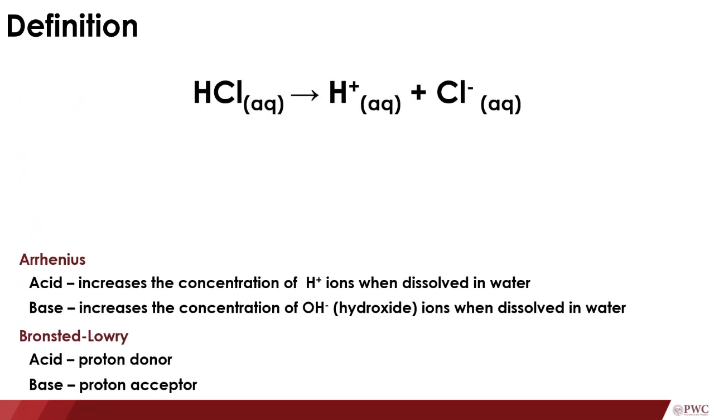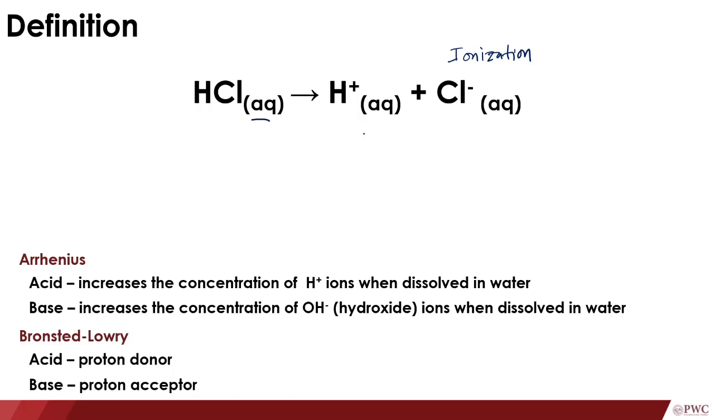Let's analyze this one. We have here HCl in aqueous solution. This AQ means this substance is in aqueous solution, which means it is dissolved in water. As you observe here, when HCl is dissolved in water, it dissociates into H plus and Cl minus, and these charges tell us that these are ions. From a neutral compound HCl, it dissociates into ions. We call this process ionization. From the word ion, this process forms ions from a neutral compound.